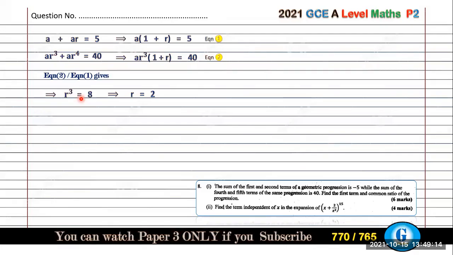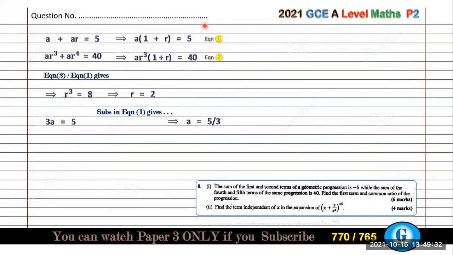Okay, so this is the common ratio of the progression. Now, how do we get the first term? You just substitute this in any of the equations, like in equation 1. Since our r is 2, we will have a plus 2a, which is 3a, equal to 5, and a is equal to 5 on 3.